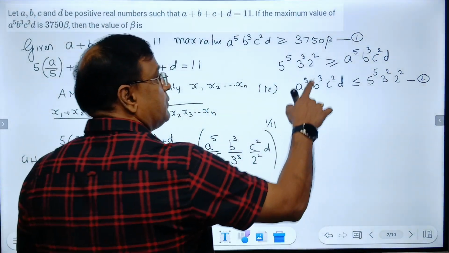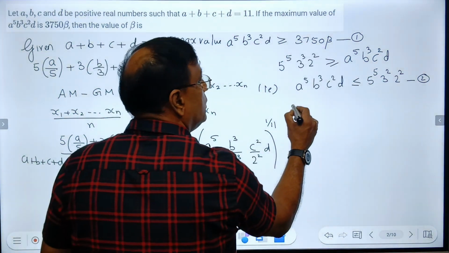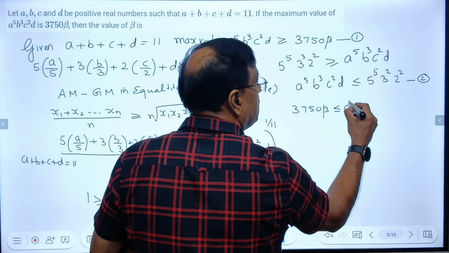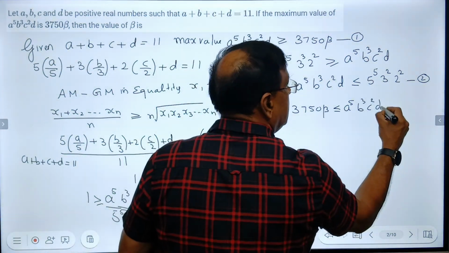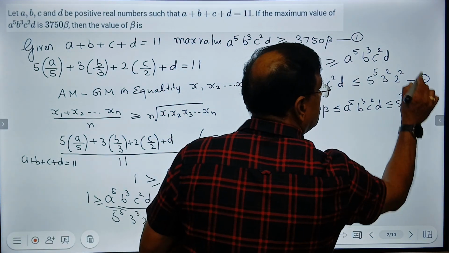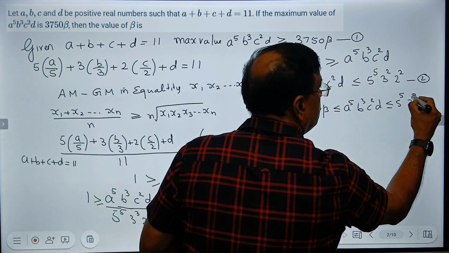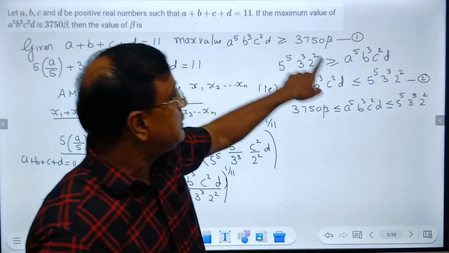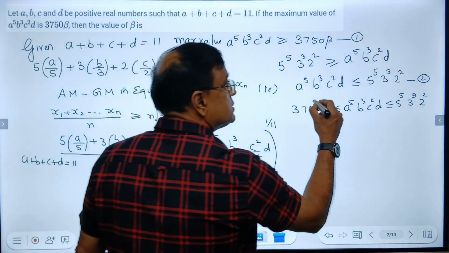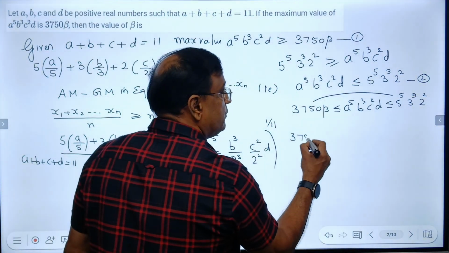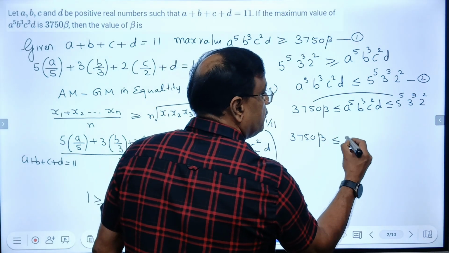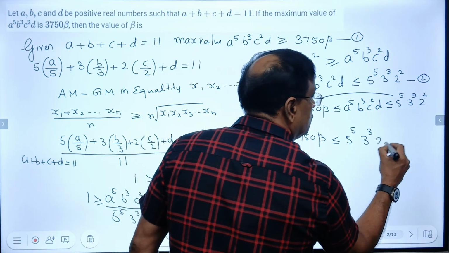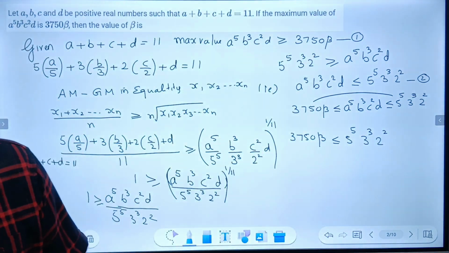Now you can see clearly from 1 and 2, 3750 beta is less than or equal to a power 5 b cube c square d, which is less than or equal to 5 power 5, 3 cube, 2 square. Correct? If I connect these two, you get this. So clearly this is less than or equal to this. So 3750 beta is less than or equal to 5 power 5, 3 cube, 2 square. Now what is 5 cube 3 cube 2 square?